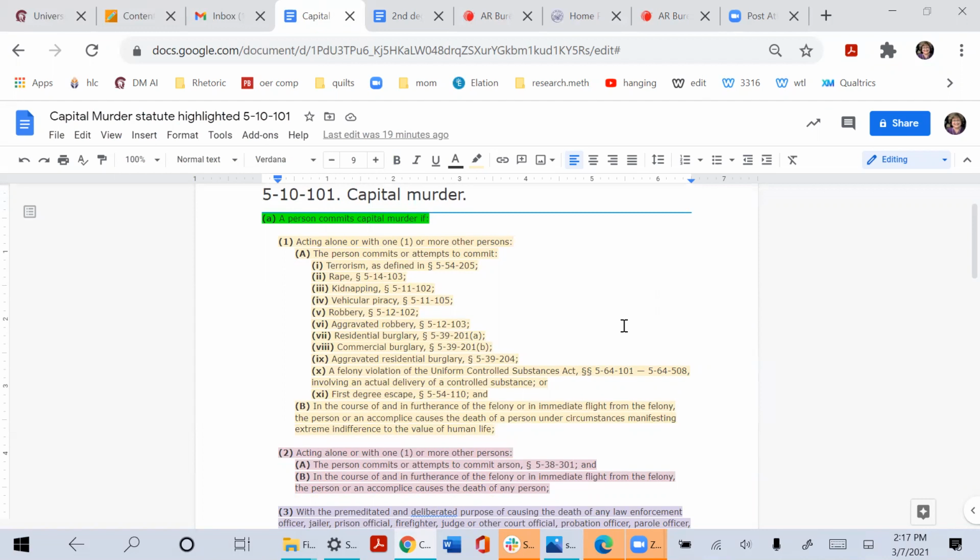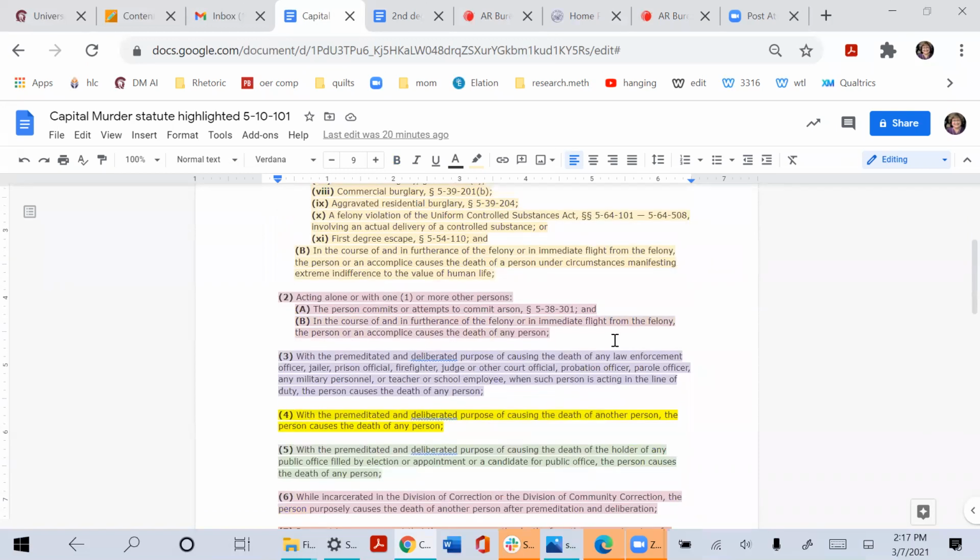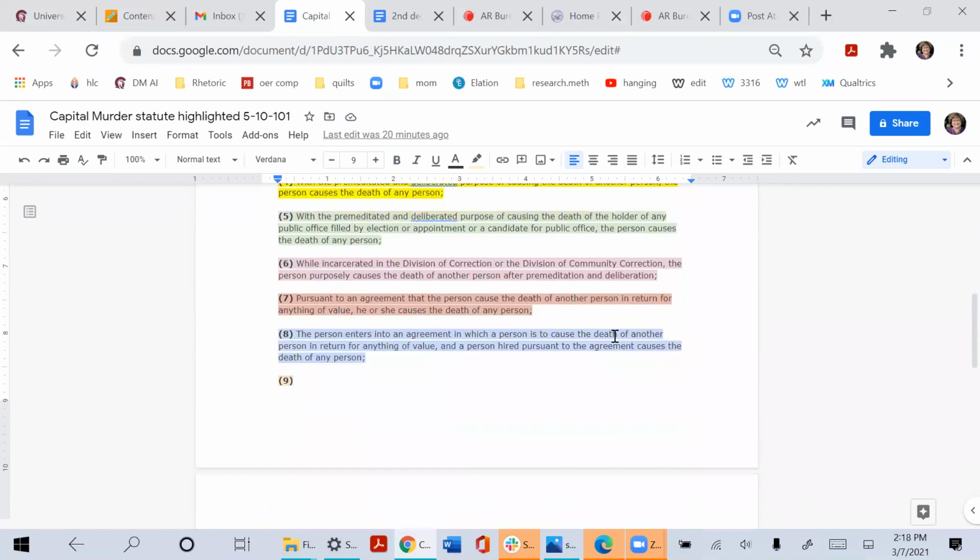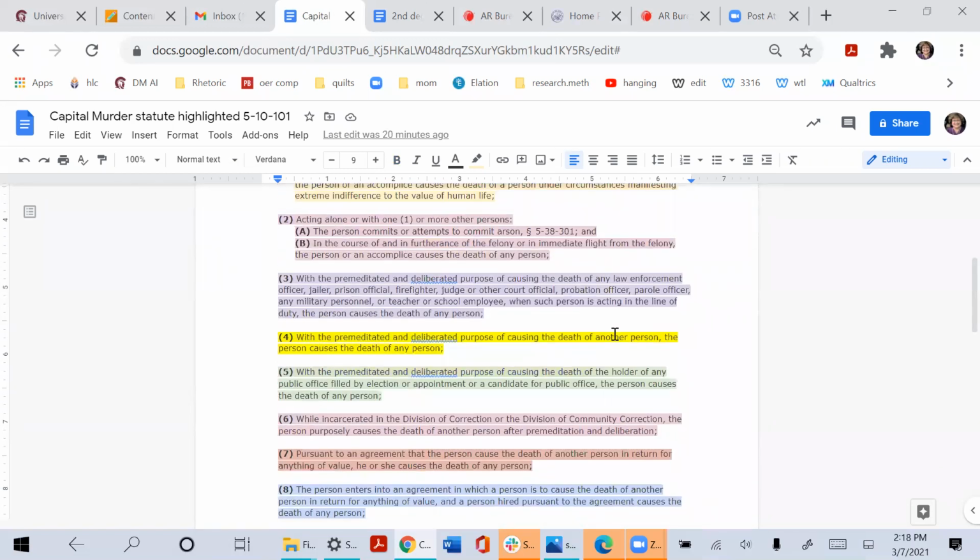What you need to do with each one of the statutes is to identify the general category of capital murder, or of that type of murder. They do not always put them right at the beginning. In fact, only in the second degree murder statute do they put it in the beginning. In the capital murder statute, they put it at number 4.